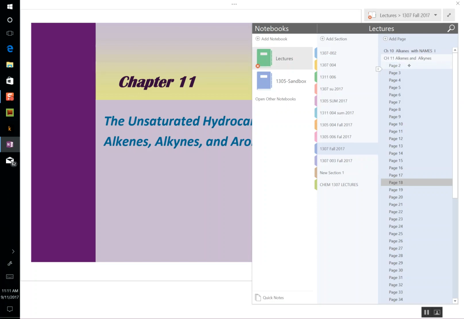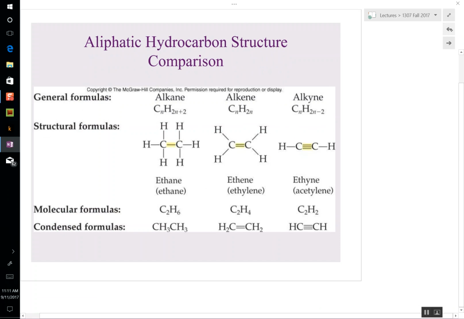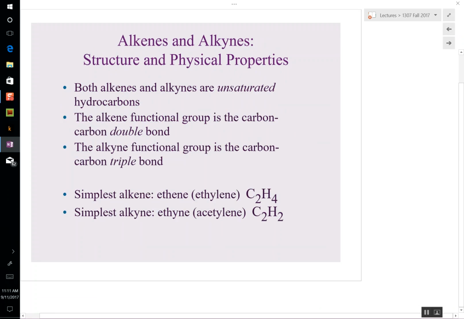In Chapter 11, we're going to be dealing with double and triple bonds, and then aromatics, which kind of get in their own class. Double bonds are alkenes. So ENE means there's a double bond in that molecule. YNE, alkynes, means there's a triple bond. So we've got ethene or ethylene, ethyne or acetylene.